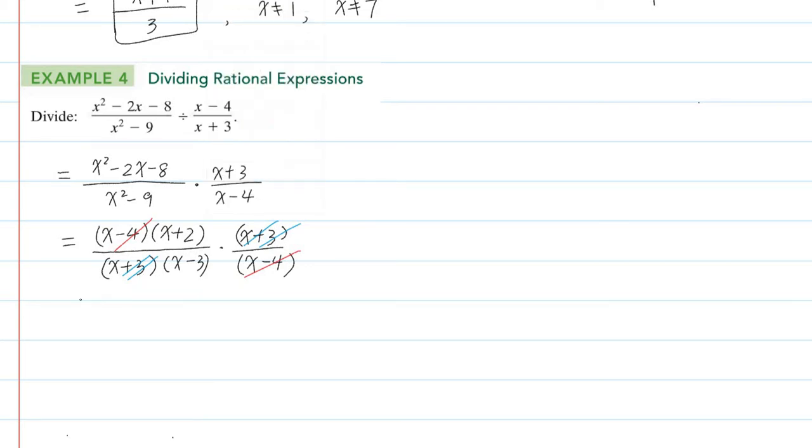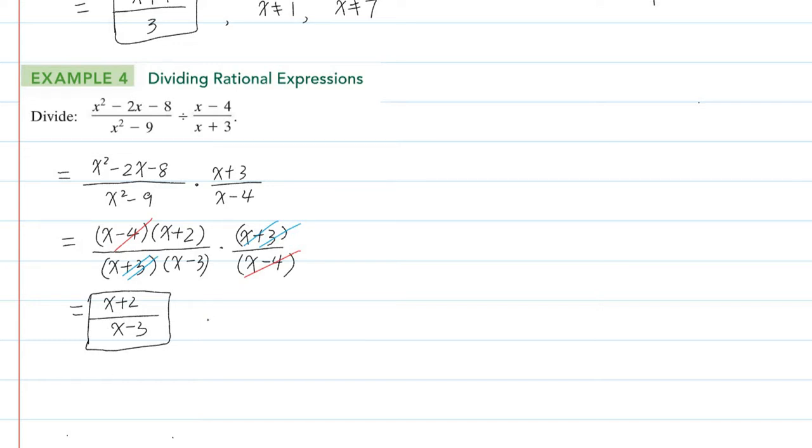So then what we're going to do is whatever is left over, the numerator, that will be x plus 2. The denominator, that will be x minus 3. But look again, there's nothing else we can do. We cannot simplify it further, so you're done. So that is your final answer.